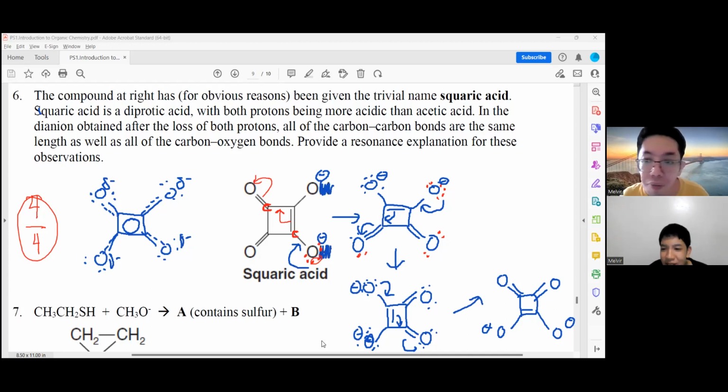But, please name this acid. It's an acid and it looks like a square. Wait, record ko lang yung score mo dito. 4 out of 4 for number 6. Nice.